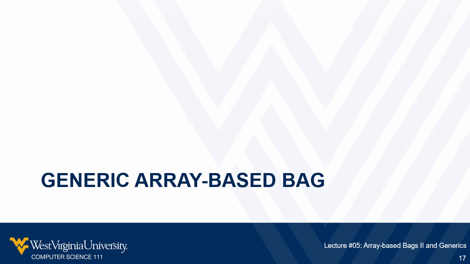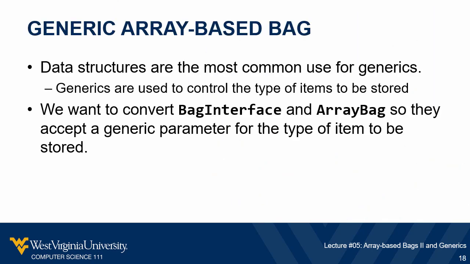Now that we've seen a bit about how to use generics, let's apply them to our bag. In fact, data structures are one of the most common cases where you'll see generics used in coding. We can use generics to control what type of items we want to be able to store in our data structure. In our case, we're going to take the code that we wrote for the bag interface and array bag, where we're storing objects, and convert that code so that it has a generic parameter where we can specify the type of item that we want to store. Let's head over to Eclipse.